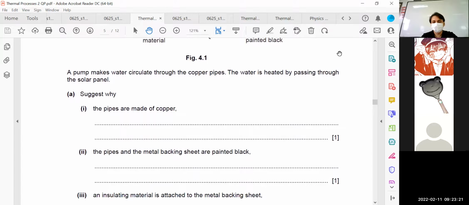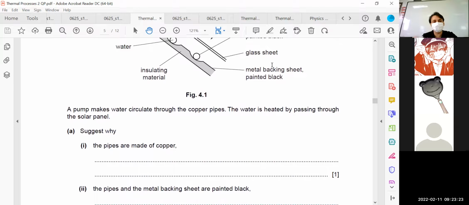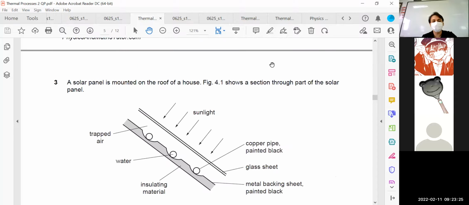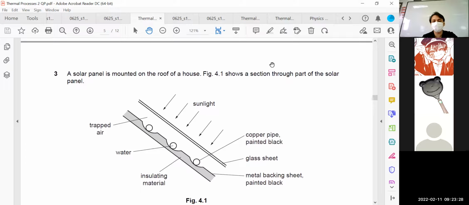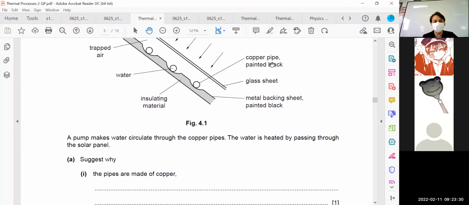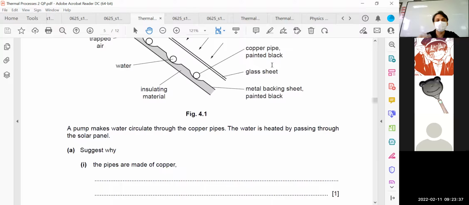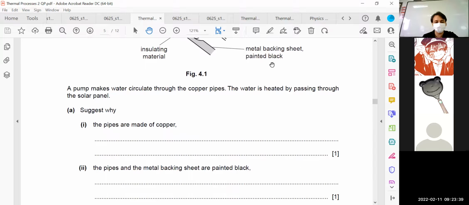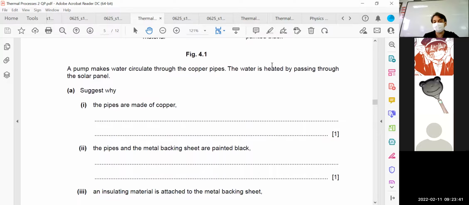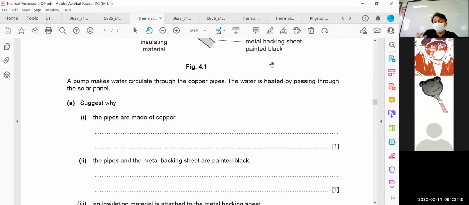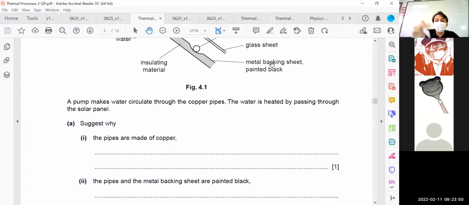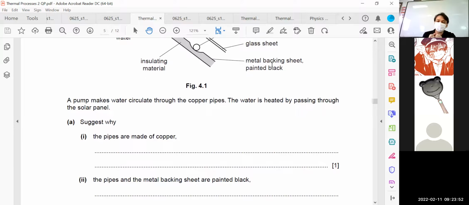Yes, correct. Just remember, children, this is a system. What system? It's a solar panel mounted on the roof of a house, showing a section through part of the solar panel. A pump makes water circulate through the pipes, because we want to heat water with the help of this solar panel system. The pipes and the metal backing sheets are painted black. There is a reason for painting them black, and a reason for using copper pipes, so that they can absorb most of the radiation.